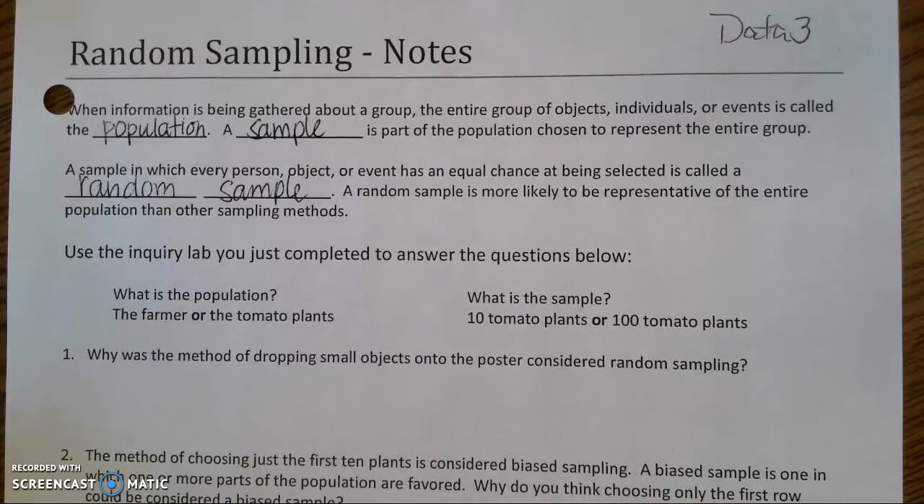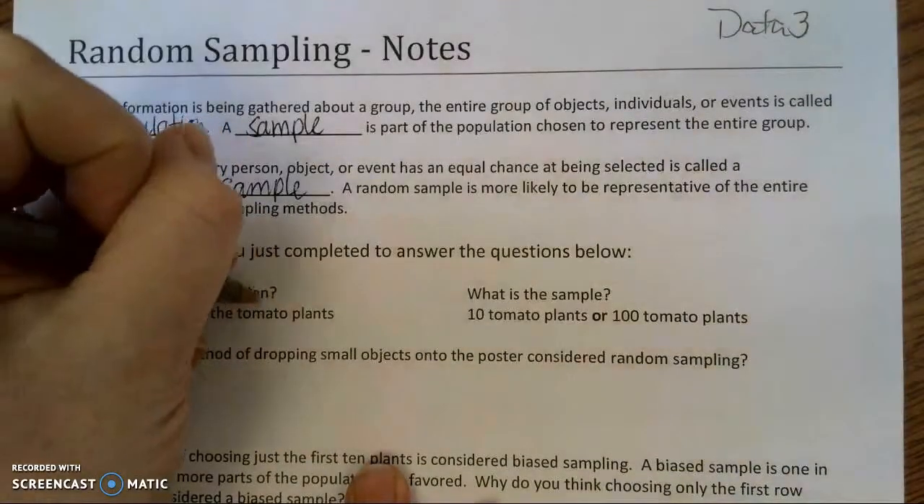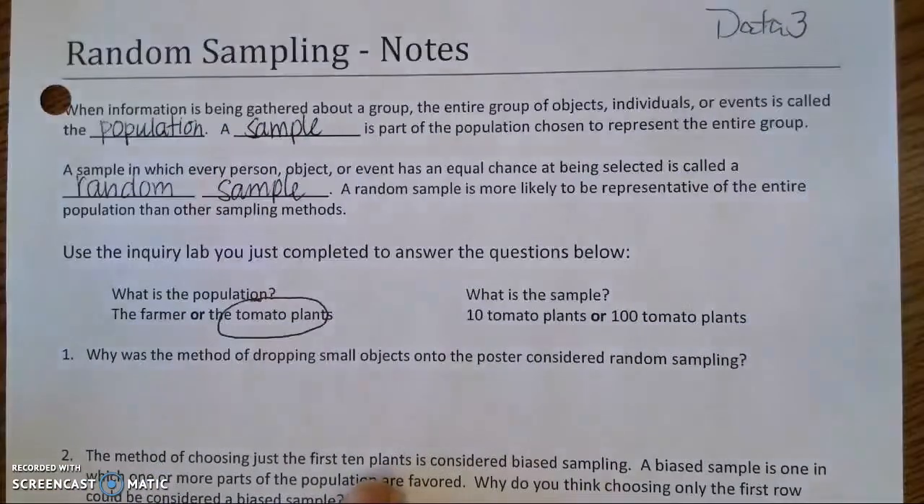So we want our samples to be random because we don't want them to be biased, and we will talk about that in just a second. So you guys did an inquiry lab that involved tomato plants. The first question that we need to think about when looking at that lab is, what was the population? Was it the farmer or the tomato plants? And it was definitely the tomato plants.